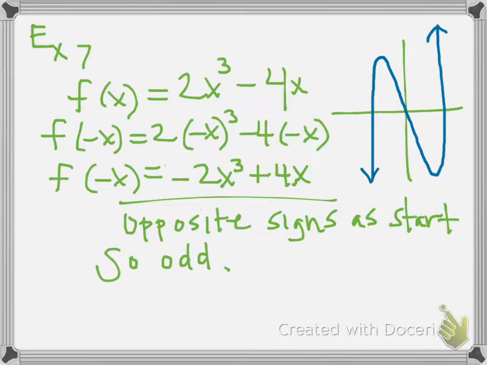Example 7. Symmetric to the origin again, so it's an odd function. 2x cubed minus 4x. Here's what the graph looks like. If you plug in a negative x, you get negative x cubed times 2, so the negative comes out in front. If you have a negative 4 and you times it by a negative, you get positive. Here's what you started with, and here's the exact opposite. This is a 2x cubed, this is a negative 2x cubed. This is a negative 4x, this is a plus 4x. Opposite signs from the start. So this is odd.